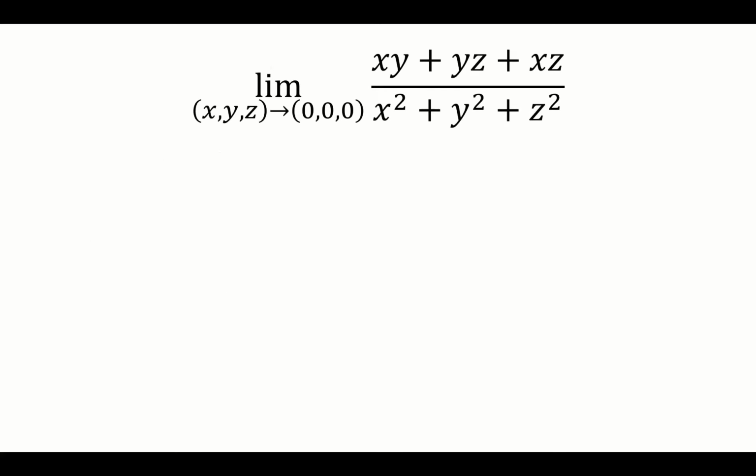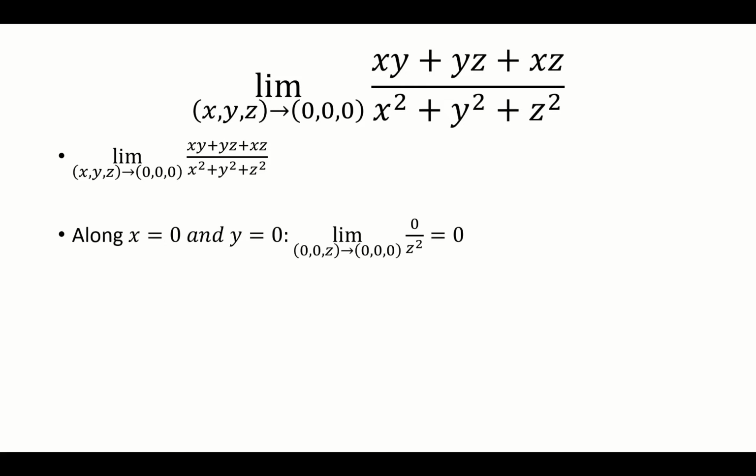Now we have the limit as x and y and z approach 0 of xy plus yz plus xz all over x squared plus y squared plus z squared. So this one, again, you plug it in and get 0 over 0. So you want to try different paths to show that it doesn't exist. So we'll look at both x and y being 0. So the top becomes just 0. The denominator is just z squared. 0 divided by z squared is just 0.